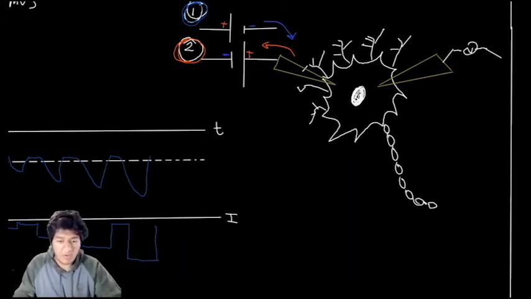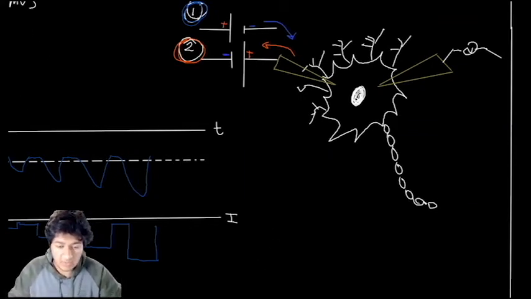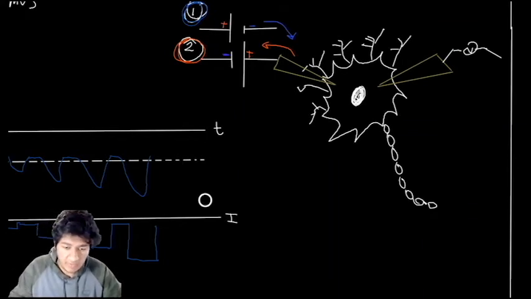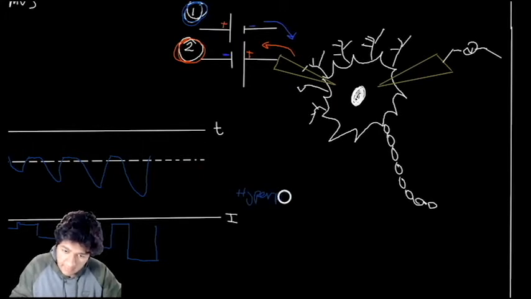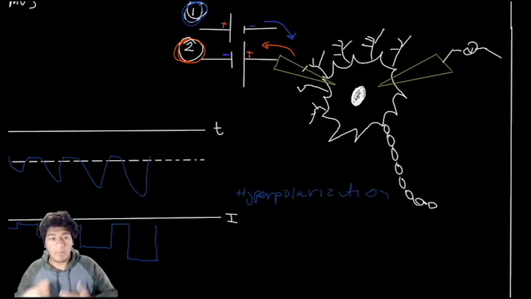So this is how the change in potential is going to correlate with the change in current, or the increase in, say, a negative current. And this is called a hyperpolarization. Hyper, I'm sure you can guess, hyper means more. So hyperpolarized, meaning it's getting more negative or more polar.